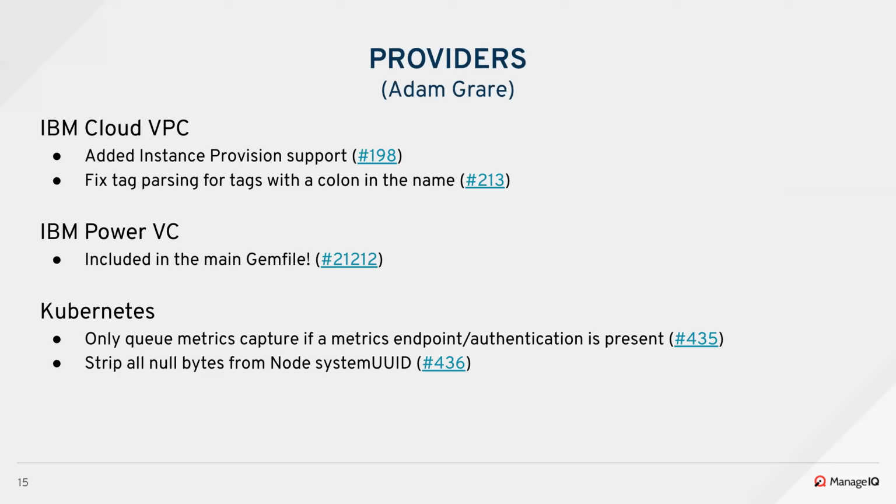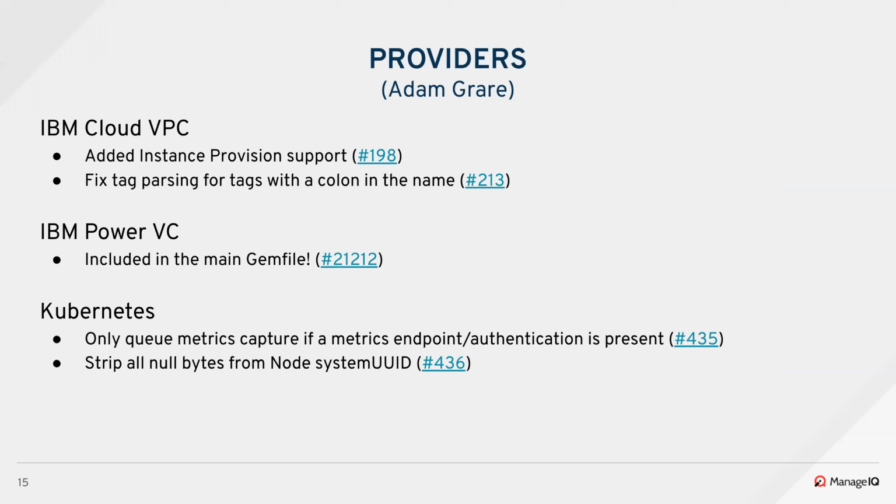So now we are. Last sprint, we talked about the new plugin for IBM Power VC, which is the OpenStack distribution running on Power architecture. The plugin was included in the organization last sprint, and this sprint, it's now included in the main gem file. So you can add it without having to do any tweaks to your gem set. It's just available, and please go start testing it.